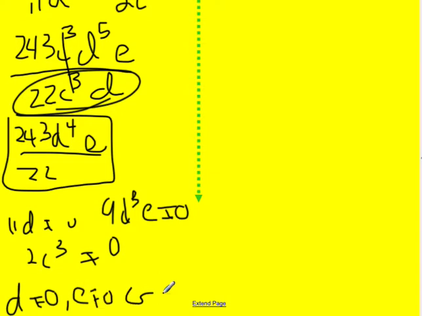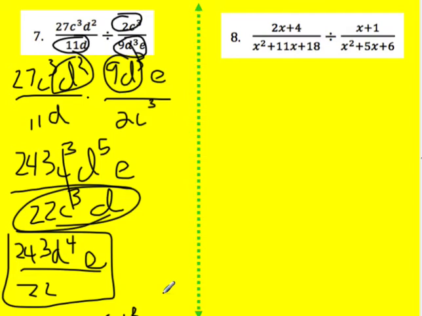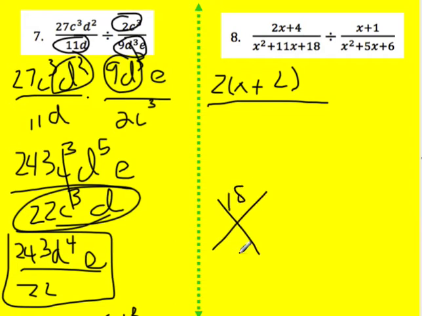Okay? Next, let's take a look at number 8. For number 8, we're going to do some greatest common factoring. So I can take a 2 out of that top one, and I'm left with x plus 2. Then on the bottom, I'm multiplying to 18 and adding to 11.